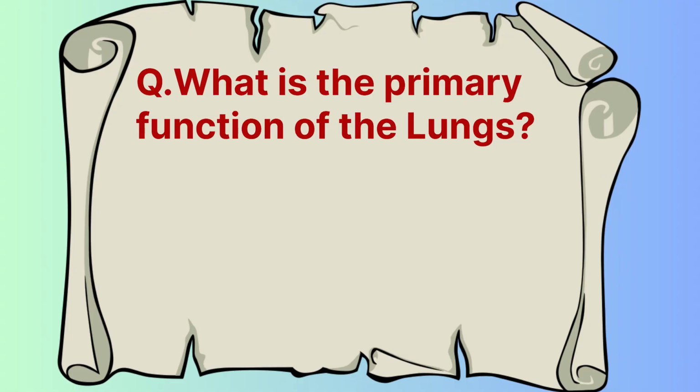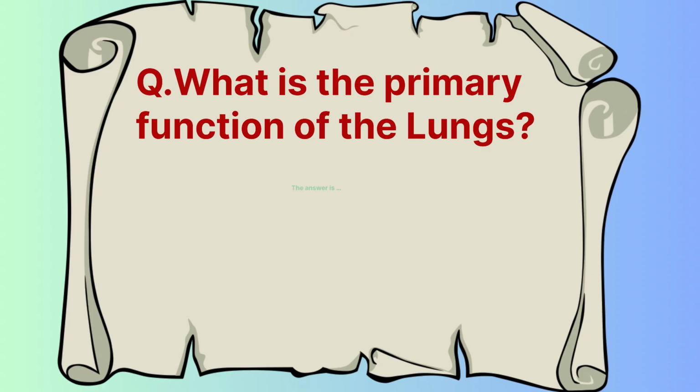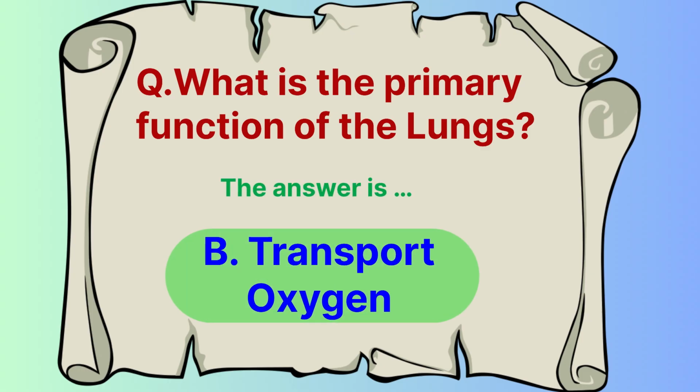Next question, what is the primary function of the lungs? So options are A store oxygen, B transport oxygen, C absorb nutrients, D break down food. So the correct answer is option B transport oxygen.